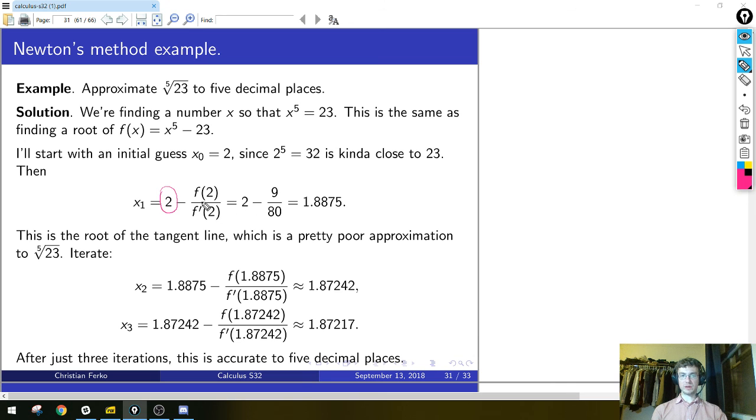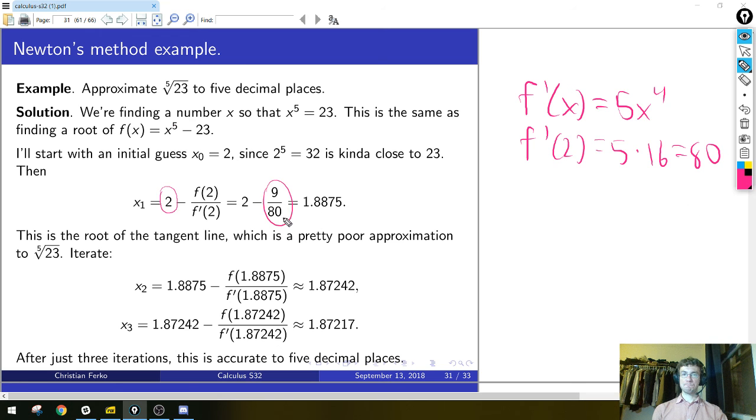So what is that? Well, the function at the guess is 2 raised to the power 5, which is 32, minus 23 is 9, and then we need the derivative. Well, what's the derivative? F prime of x is 5x to the power 4, which means f prime at the initial guess of 2 is 5 times 16, which is 80. So you plug that in for f of 2 over f prime of 2, and you get some number.